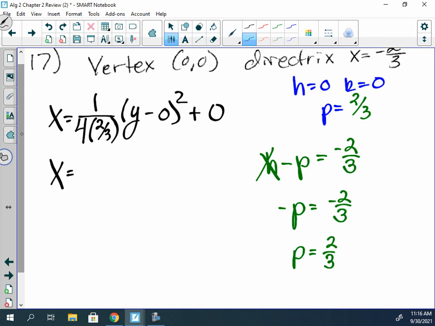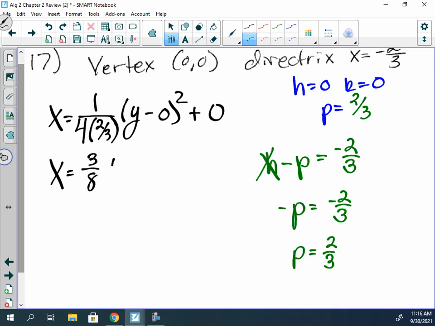Type it into the calculator: 1 over 4 times 2/3. That's how I would do it. Now, we can do it by hand and say 4 times 2/3, which would give me 8/3. And then simplifying it down would be 3/8, because 1 over 8/3 would have to do 1 divided by 8/3, which is 1 times 3/8, which is 3/8. Now the calculator will do it just fine. And again, like on the ACT, let it do it for you.